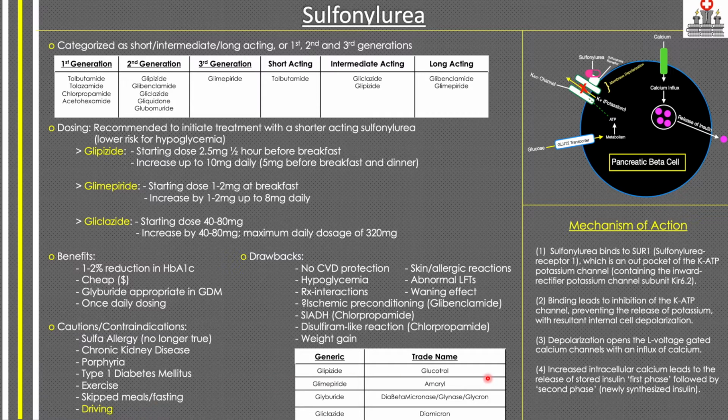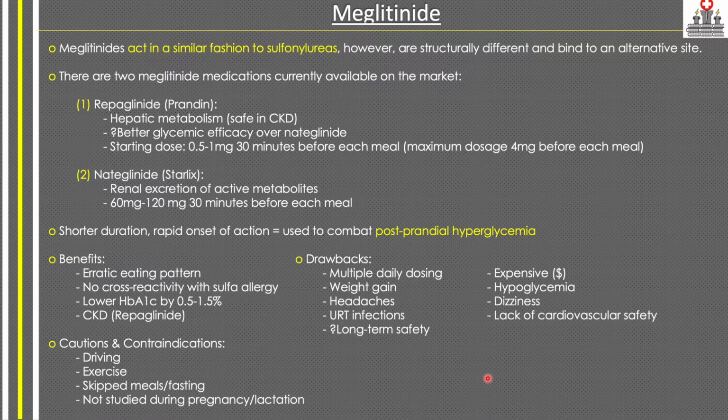So let us move on to the next class of medications. And we have the meglitinides here. So the meglitinides, I like to think of them as a more modern version of the sulfonylureas. They act in a similar fashion to the sulfonylureas. They are slightly different in their chemical structure, and they also bind to an alternative site on the SUR1 receptor. So they have the same effect overall, however, and that is pushing insulin out from the pancreatic beta cell.